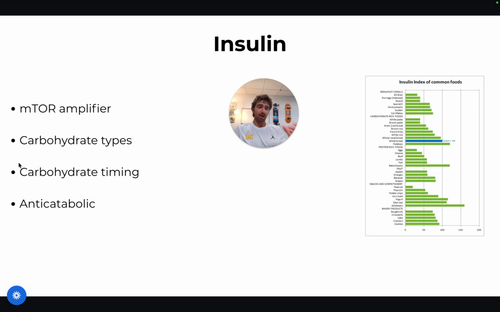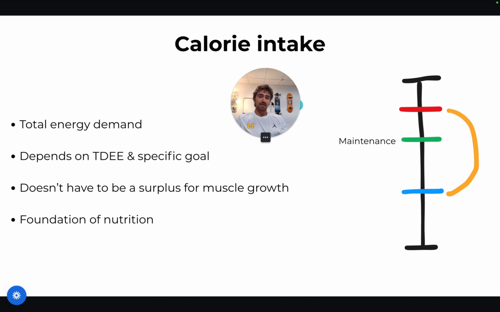It's not just about calories, but letting your body tap into stored body fat and actually use the body fat that you have. So it's really important there. And then calorie intake, of course, total energy demand. If you don't have enough calories coming in, it's not going to be a good environment for the body to grow muscle and have mTOR in the first place.